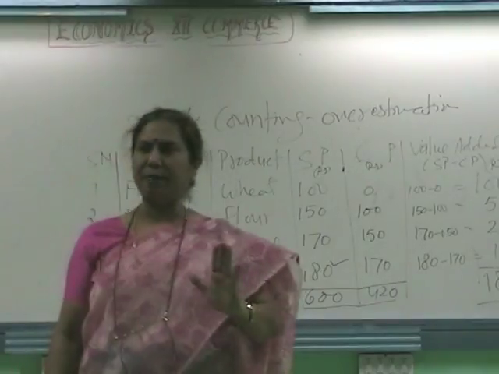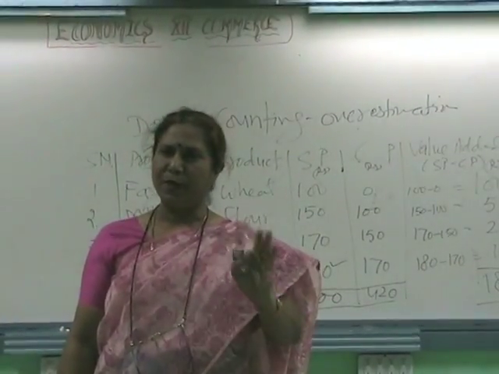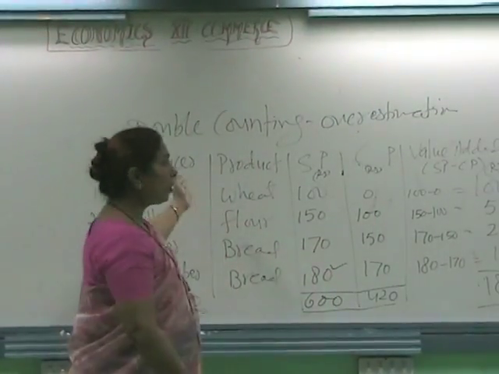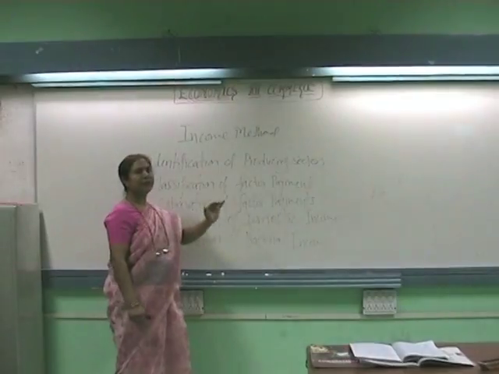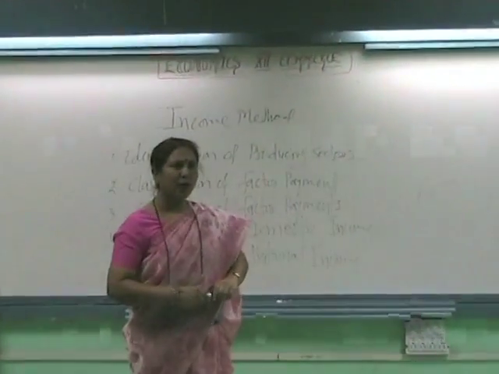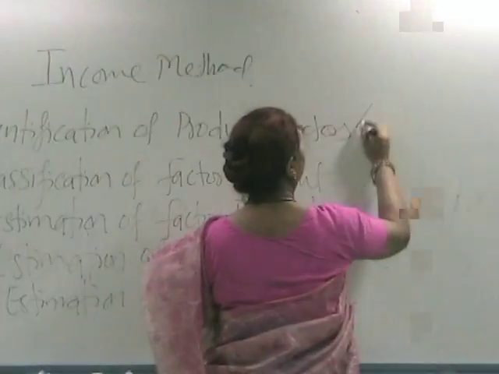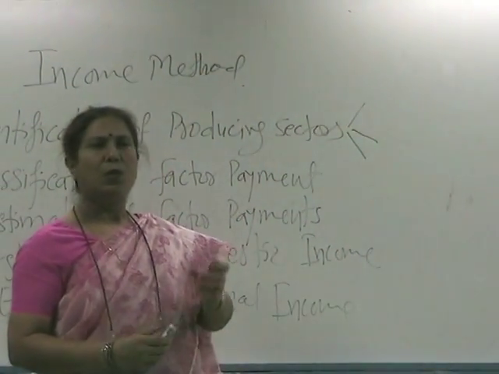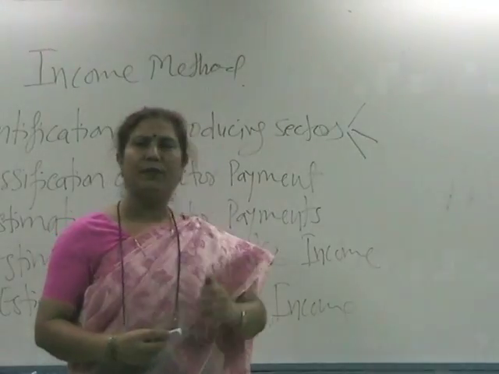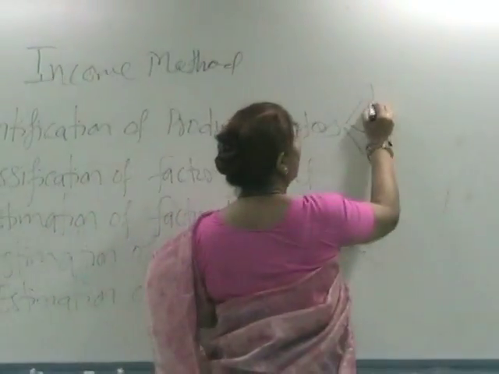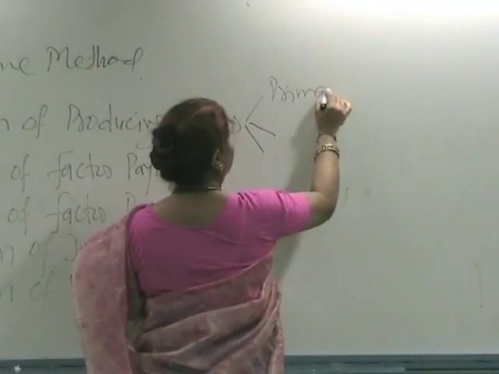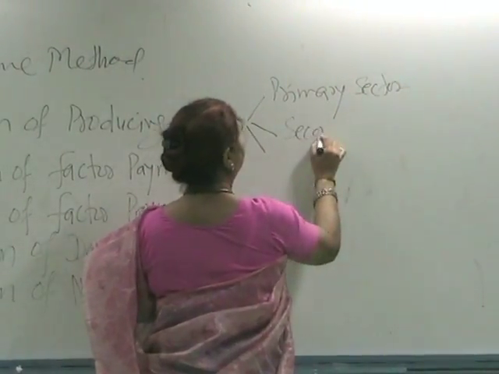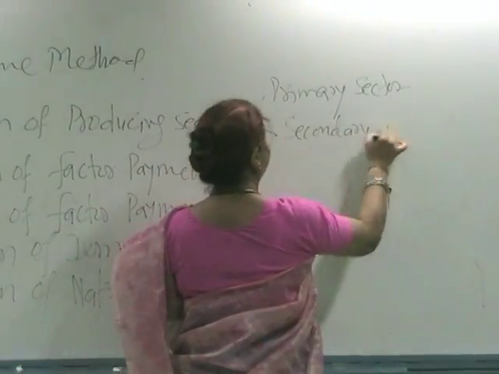I think this first method is clear to you. What is the product method or value added method, and what is double counting. Producing sectors. Say what we did in our product method. There are 3 producing sectors which employ factors of production. Which are these? Primary sector, secondary sector, and tertiary sector.